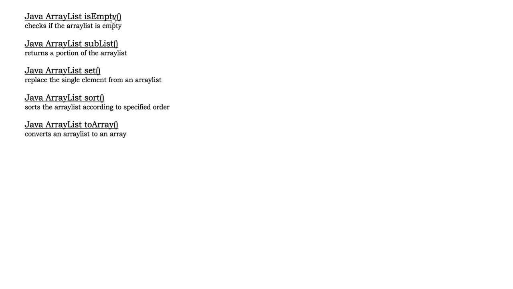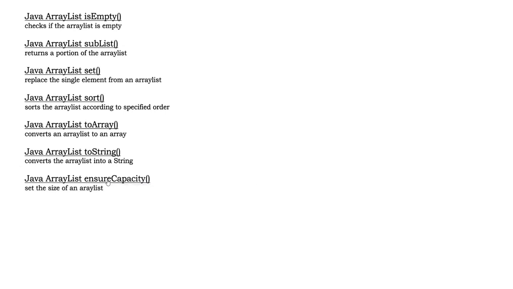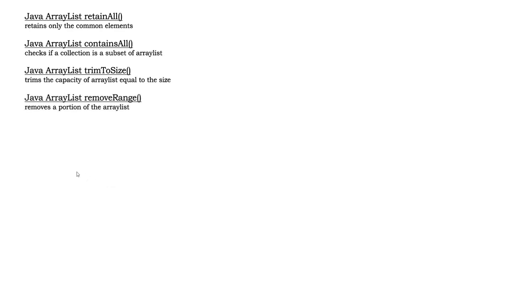Next is toArray. It converts the array list to an array. toString method converts the array list into a string. ensureCapacity sets the size of an array list. lastIndexOf returns the position of the last occurrence of the element. retainAll retains only the common elements. containsAll checks if a collection is a subset of the array list. trimToSize trims the capacity of the array list to equal its size. removeRange removes a portion of the array list.